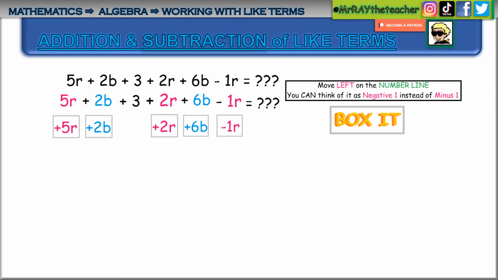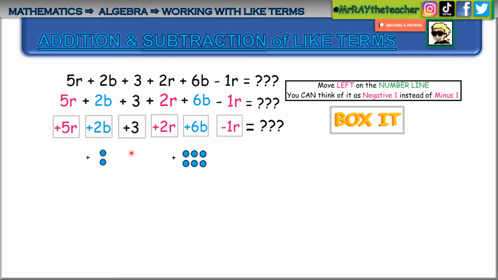And remember, you move left on the number line. You can think of minus 1 as negative 1. So when you've got the minus here, and with your plus 3, move right. I do have another video on that extensively. So what does it equal?